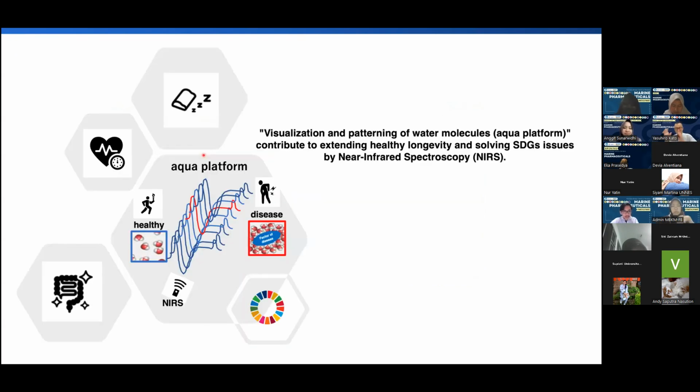So I am almost finished. In the future I want to make an aqua platform. For healthy or disease conditions, we can see how the water vibration or clustering differs, also combined with other information. Also, we can try to address SDG problems, such as whether water is safe or not, by detecting with near infrared, visualizing or patterning the water molecules. So making an aqua platform contributes to healthy longevity and to solving SDG issues by using near infrared spectroscopy.